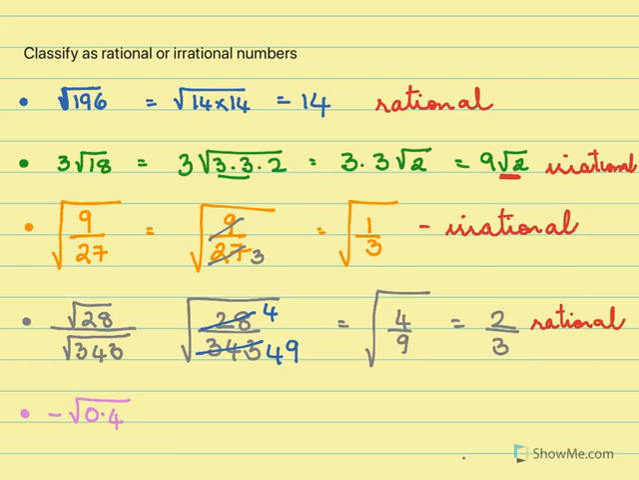For the next one, let's first remove the decimal here. So this becomes 4 over 10. Now this would be minus under root 4 is 2, but this under root 10 will remain as under root 10. And you'll agree now this number is irrational.